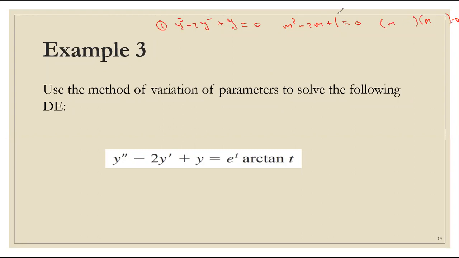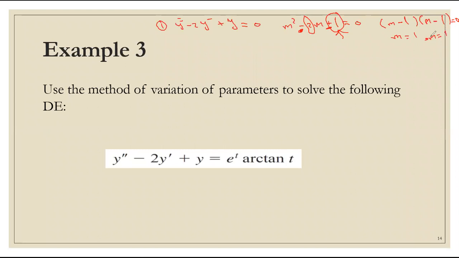And the product is 1. Could you please give me 2 numbers? Their product is 1 and their summation is 2. 1 and 1. But now the summation is negative and the product is positive, so both must be minus, the same sign. So your first m is 1 and your second m is 1.